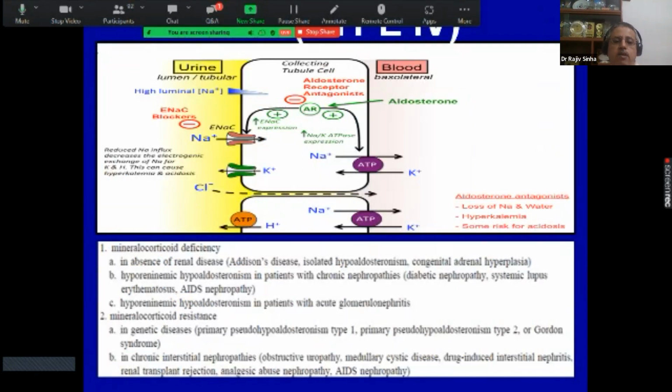Usually, an inappropriate TTKG here means that it is either a mineralocorticoid deficiency or resistance. That is, either the aldosterone is not there, or the aldosterone is there but it is not able to work on the aldosterone receptors, or there is some problem with the ENaC. Okay, so this is what is meant in this scenario where you have hyperkalemia and your TTKG is less than 7, and various disorders can cause this.